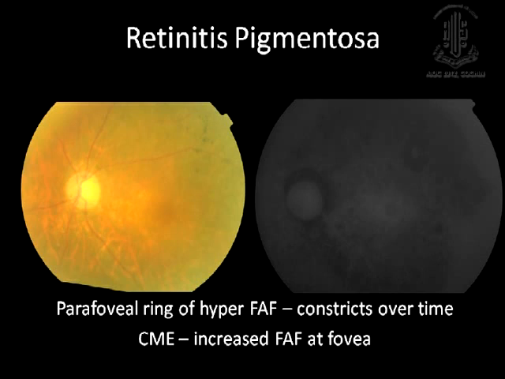In Retinitis Pigmentosa, there is a parafoveal ring of hyperautofluorescence. You see this parafoveal ring. In the center there is hypo, and this ring constricts over time as the retinal pigment epithelium dies out. And if there is CME in the center, you may have increased autofluorescence.